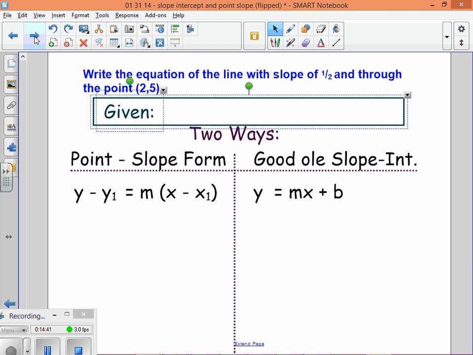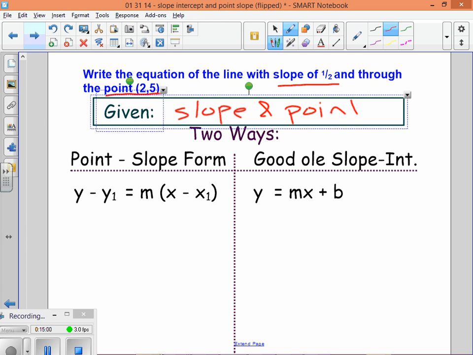Write the equation of the line with slope 1/2 and through the point 2, 5. So what am I given here? I am given a slope and a point. This is a little different. I always want to write down to myself what I am given, slope and point. And then I need to figure out how to do this.